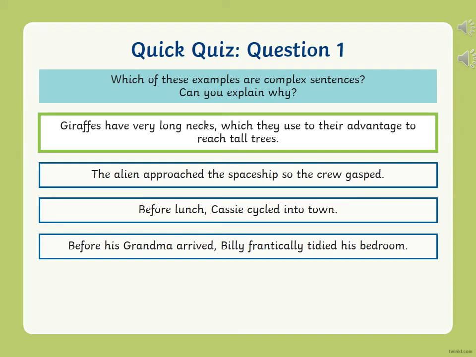Now, which of these examples are complex sentences? Try to find them and explain why. Please pause the video. As you can see, these are the two complex sentences. The first one is a complex sentence because it contains a relative clause. The second one is a complex sentence because it begins with a subordinating conjunction and contains a subordinate clause.